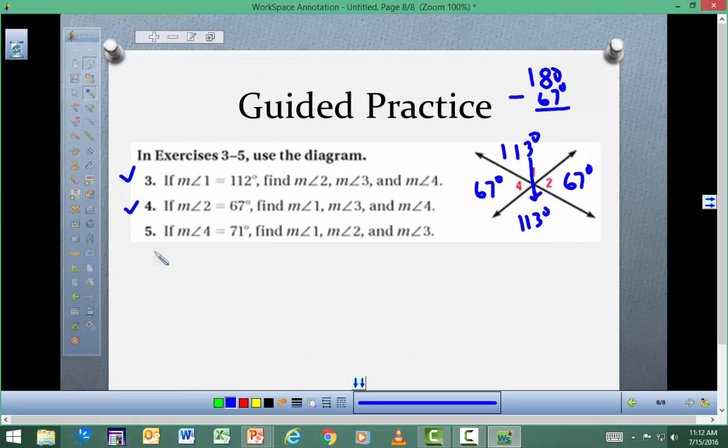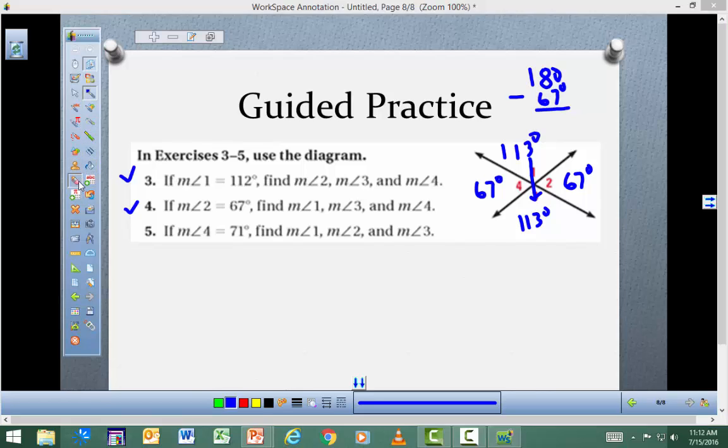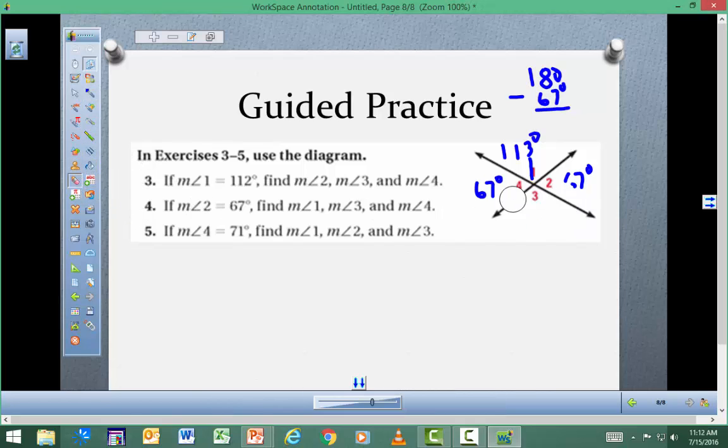And so we just did numbers 3 and 4. Now I'm not going to waste our time to do number 5. It's the same sort of problem. But you'll have some of these on your study guide. You'll have some of them on your homework. And so you want to be able to do this fairly quickly.